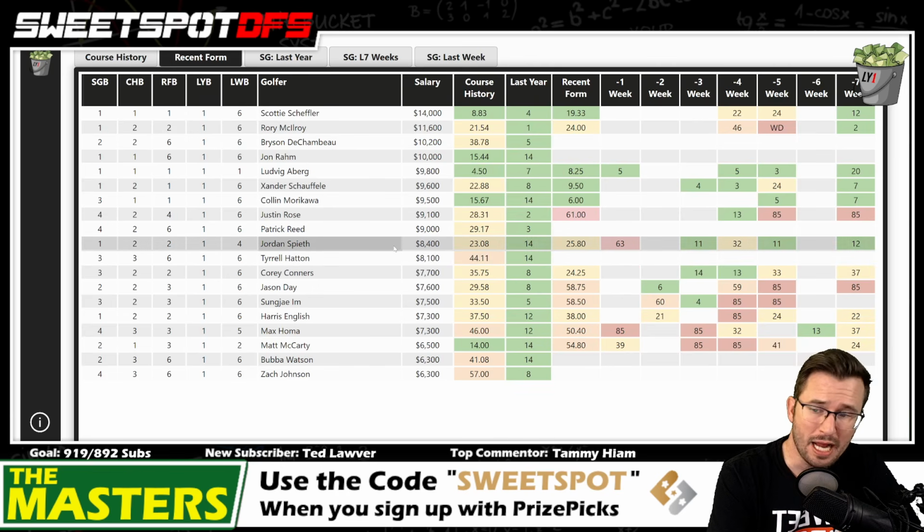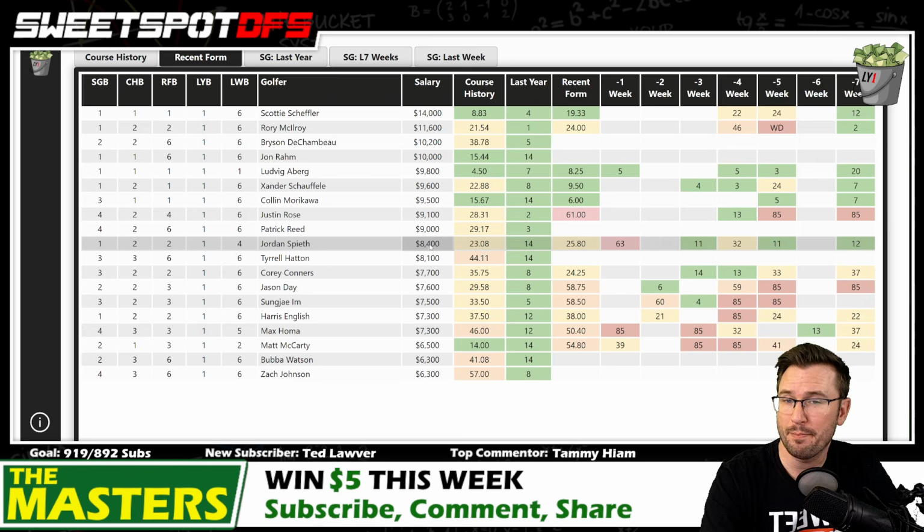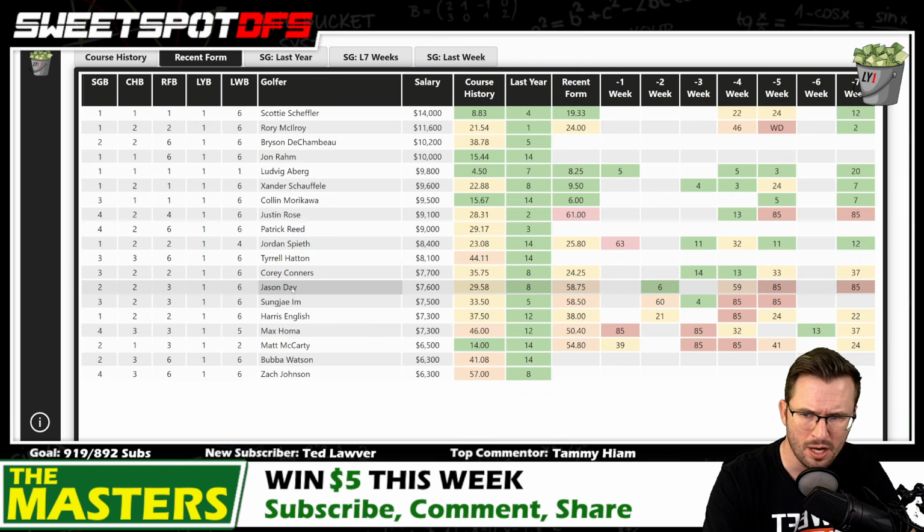9,000. Hey, I could see Jordan Spieth doing well here. I could see him finishing inside the top, top 10 might be a stretch, but he could still have a good enough finish at $8,400 that might prove beneficial in your lineups. It might actually help your lineups become more successful. Same goes for Corey Connors or Jason Day.